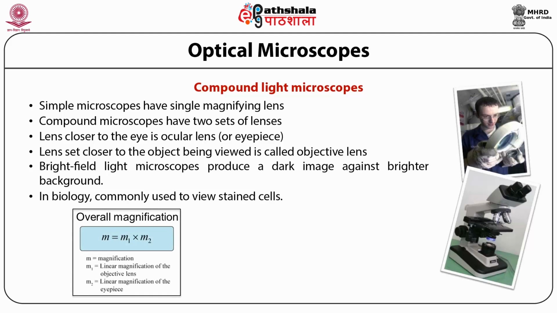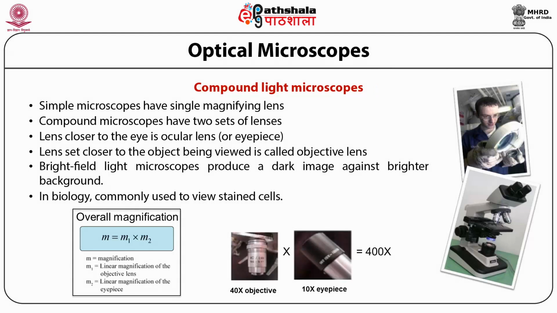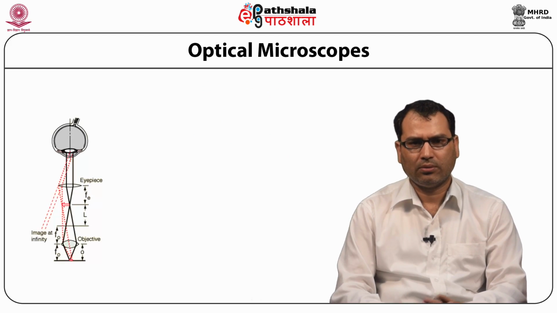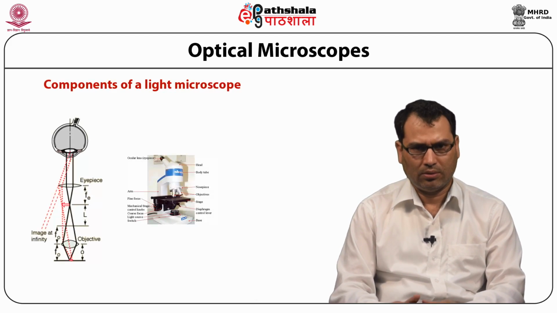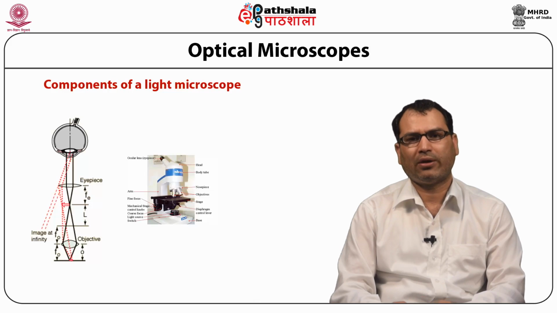And the magnification of the microscope can be calculated if we know the magnification of the objective and the eyepiece sets of lenses. For example, here if you have the objective of 40x magnification and an eyepiece of 10x magnification, the total magnification of the microscope would be 400x, which means an object of size x will appear as 400 times size x.